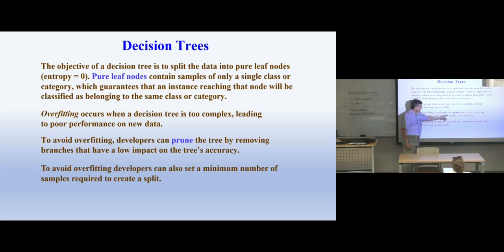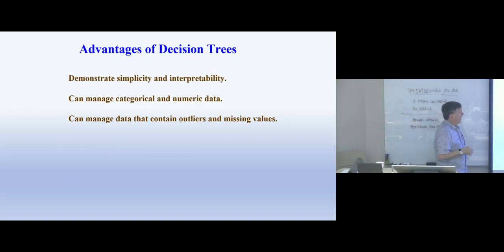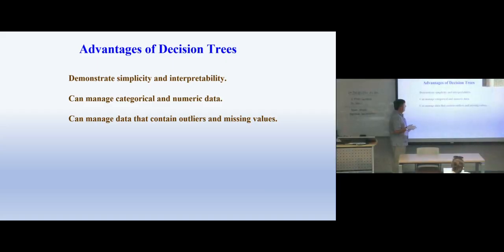You can prune the tree. You can set how many levels. Okay, you can stop it at any time. And also, you can have a minimum number of samples or instances required to create a split. Again, these are parameters you can adjust. Okay, they're simple. They handle categorical and numeric data. This is great, like a regression tree or a decision tree. Decision tree is categorical, regression tree for numeric, and they handle outliers and missing values pretty well.